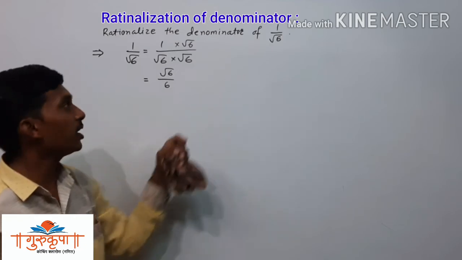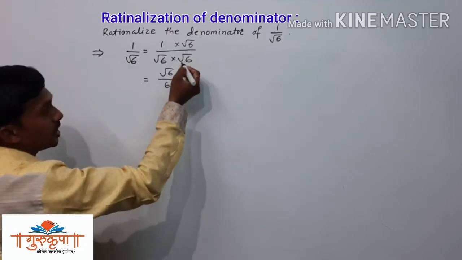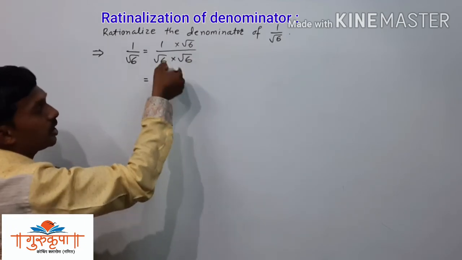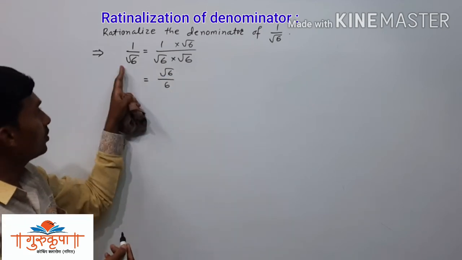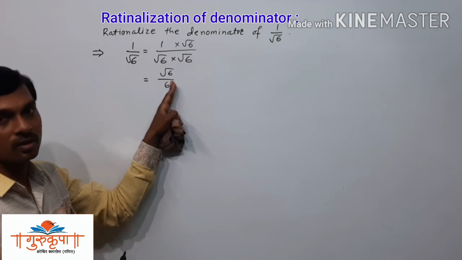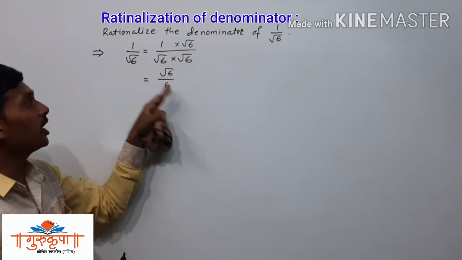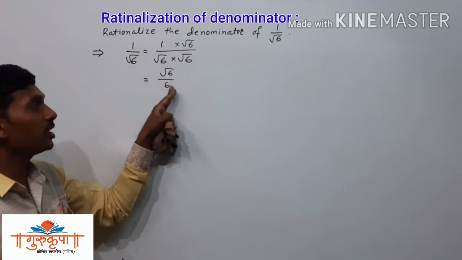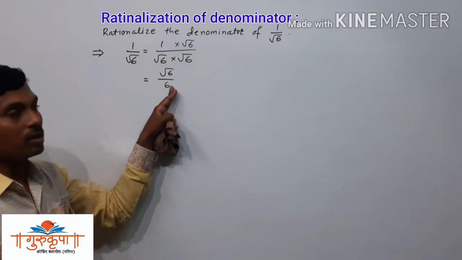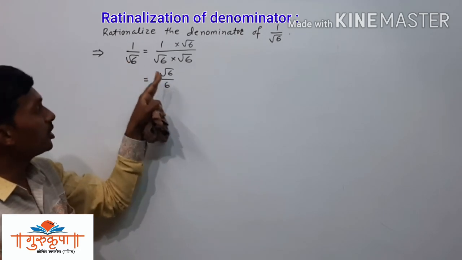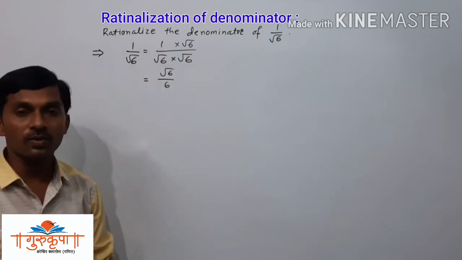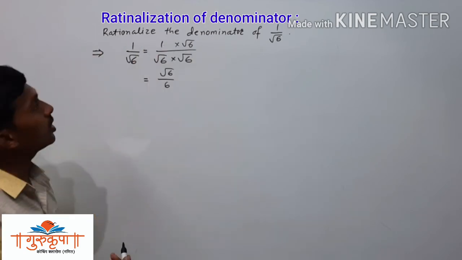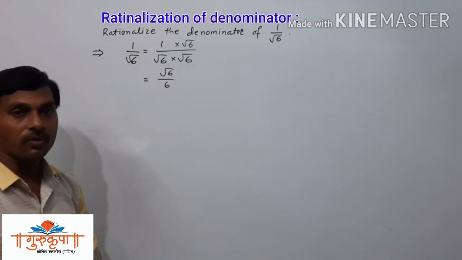You can multiply here, √6 is cancelled, and we didn't make any change in the given rational number, so this number is equal to this number. Both the numbers are equal, and here the denominator is irrational and here it is rational, so the irrational denominator is converted into a rational number, so it is called rationalization of the denominator. So this is all about the rationalization of the denominator.